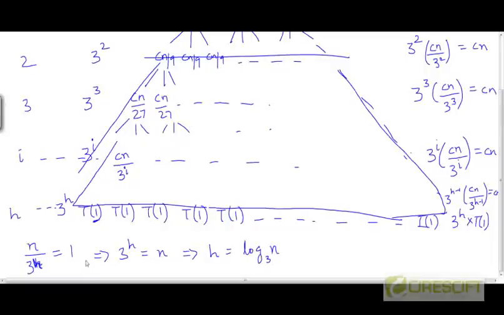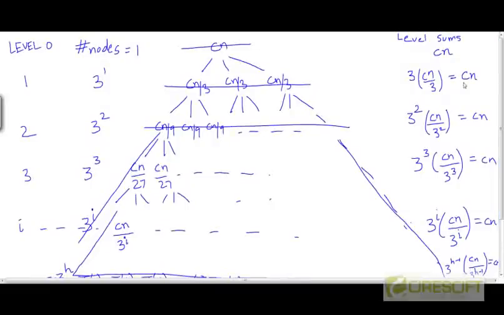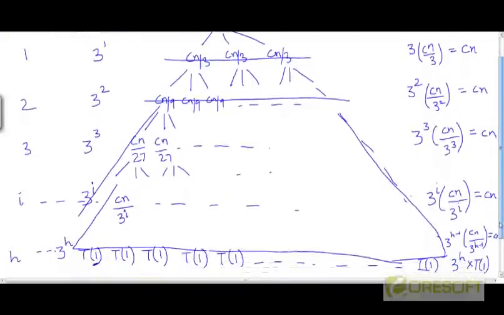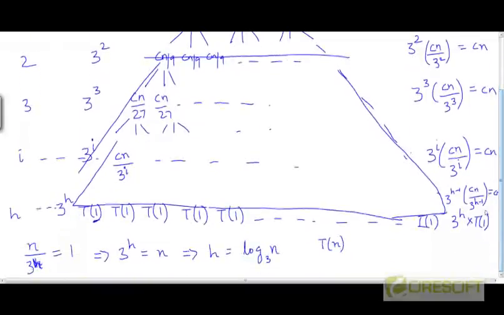Now we can write an expression for T of n, which is the sum of all these costs at each level. So the cost at levels 0, 1, 2, 3 and so on until level h minus 1 is c times n. And the cost at level h was 3 to the power h multiplied by some constant T of 1.